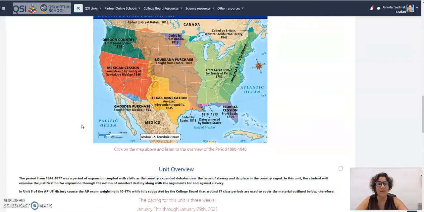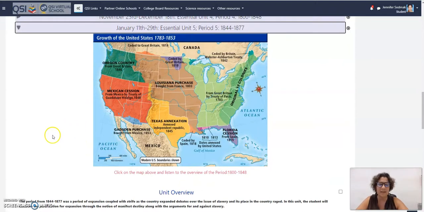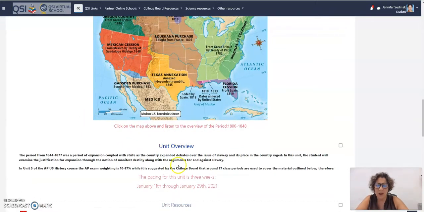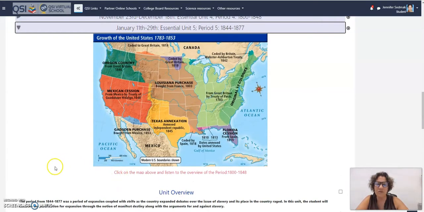Now, in past units, I've given you like 4 or 5 weeks, but time is of the essence now, and we are going to have to move very quickly. You can see that it's a shorter time period also, but just because it's a shorter time period doesn't mean that it's less important. Like if you read my note down here, the College Board suggests that we spend about 17 class periods on the unit, and about 10 to 17% of the test will come from this period in U.S. history. Now, I mentioned the Civil War and Reconstruction.